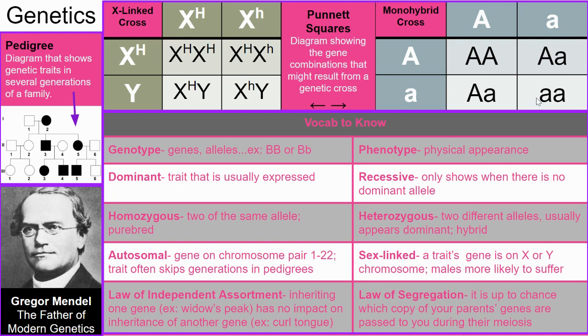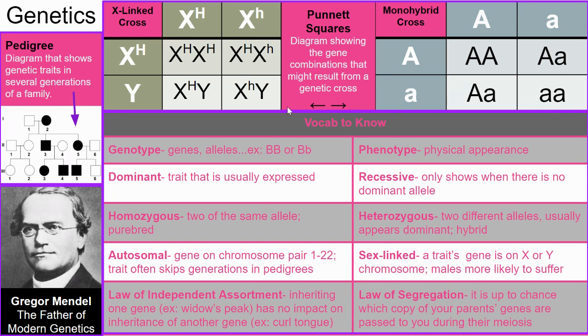And 25% of their offspring will not be able to curl their tongue because they only got the recessive trait. So it is possible for two parents who can both curl their tongue to have a baby who cannot curl their tongue. That's shown in the monohybrid cross.